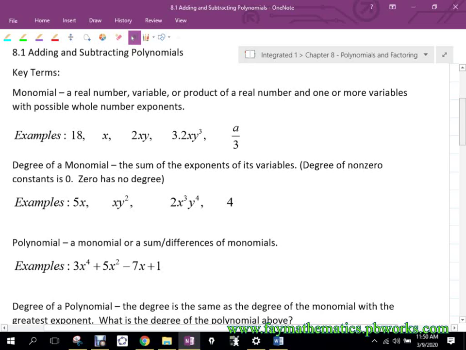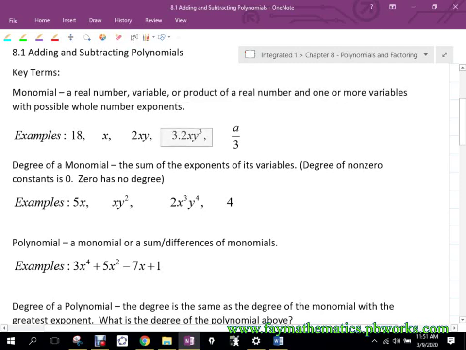If I look at this first one, 18 is a monomial because it is a real number, right? x is a monomial because it is a variable. 2xy is a monomial because it is a product of a real number and one or more variables, right?